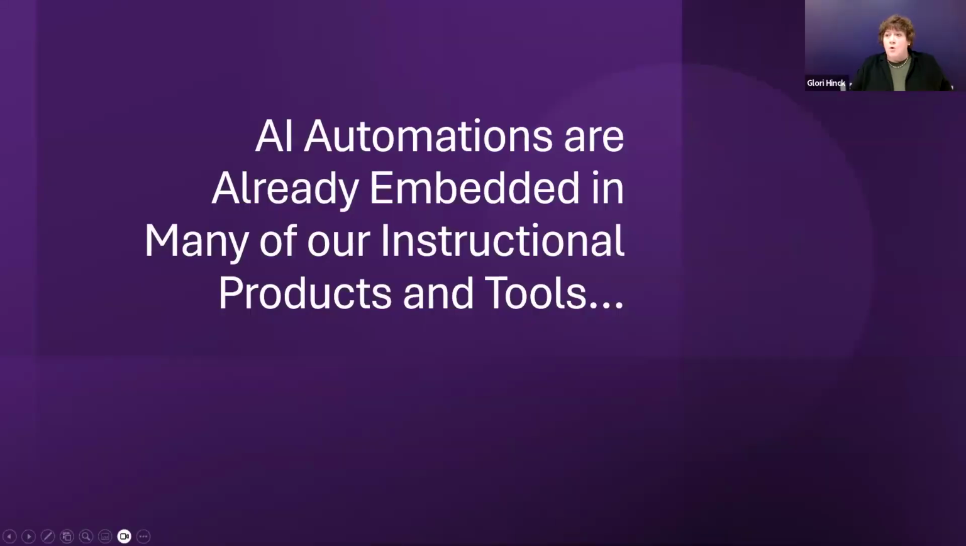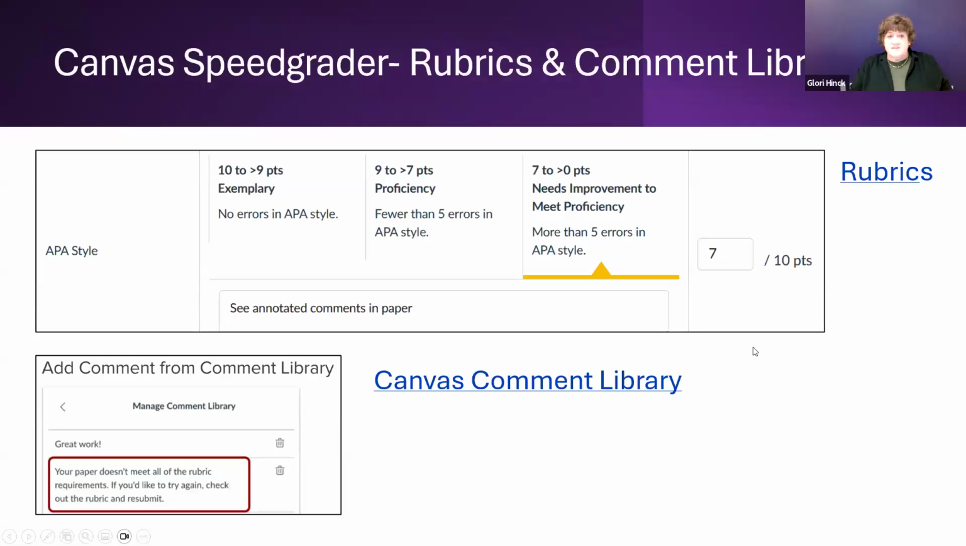And I'm finding more and more, and it's becoming more and more prevalent, AI automations are already embedded in many of our instructional products and tools. So for example, Canvas SpeedGrader, rubrics and comment library. AI helps power that. Did you know that Canvas has a comment library where you can create a series of different comments, and then you can bring those comments into your grading? It can be a great time saver. I used to do that manually with, what did you call it? Just a spreadsheet of different comments that I would then copy and paste. This makes it really easy, embedded right in SpeedGrader.